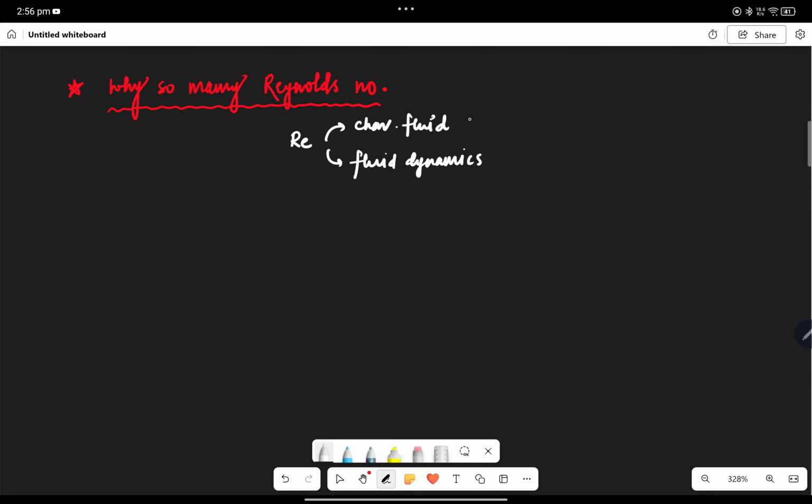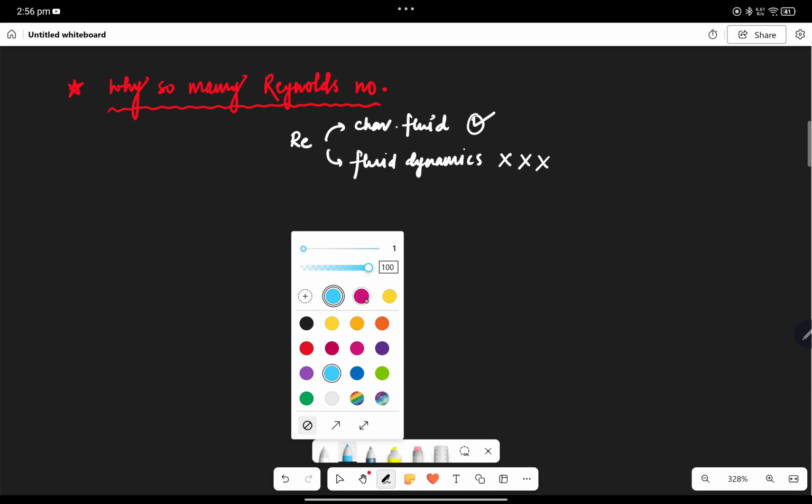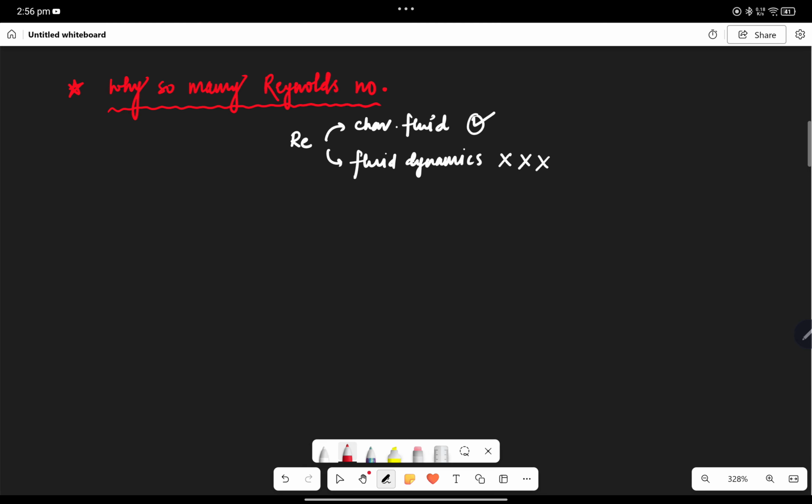For the fluid characteristic, if you are taking one fluid always, it is going to be the same. But when it comes to fluid dynamics, there are some problems, because dynamics will change when you change the flow type. So let's see how we are going to get different fluid dynamics and different Reynolds numbers. So suppose we are flowing a fluid on a surface.